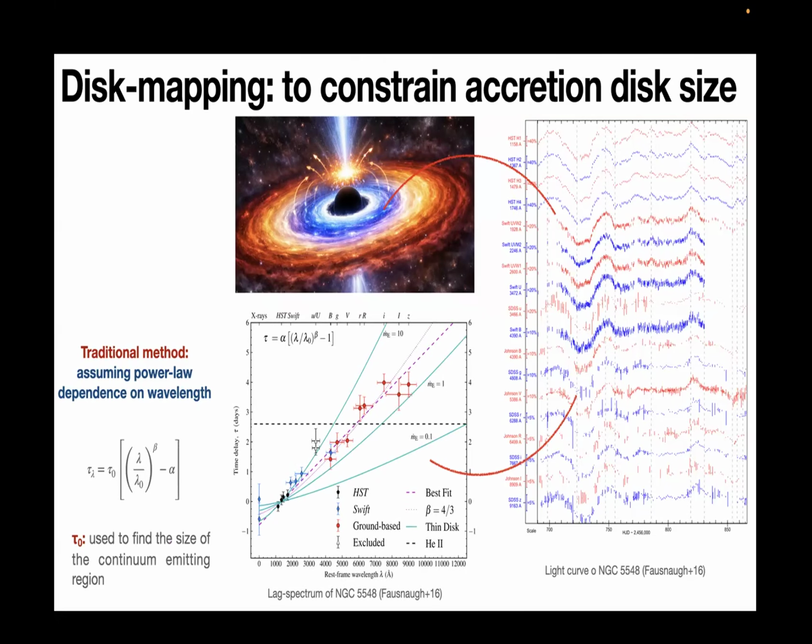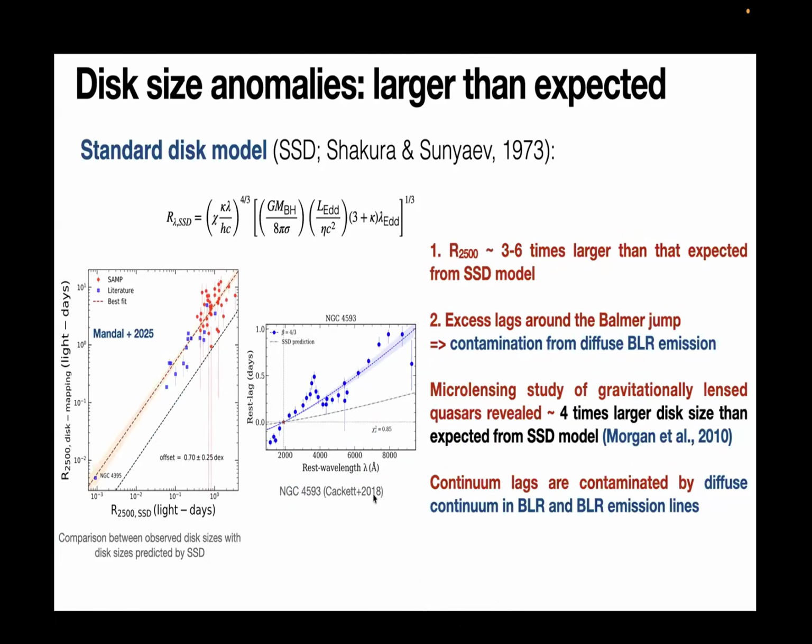This is known as traditional disk mapping, where we assume that the interband delays follow a power law dependency on wavelength. When traditional disk mapping is applied to a number of AGN, the disk sizes are obtained, and in this figure, I am showing the comparison of the observed disk size as a function of the expected value from the standard disk model. You can see that the observed disk size is about 3 to 6 times larger than the expected value. This is known as the disk size anomaly, or the larger-than-expected disk size problem.